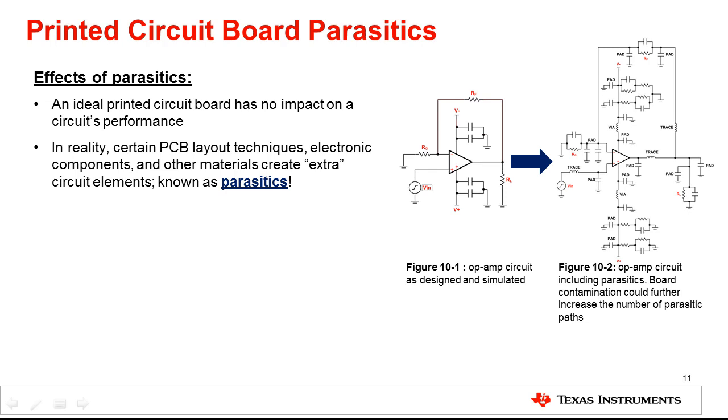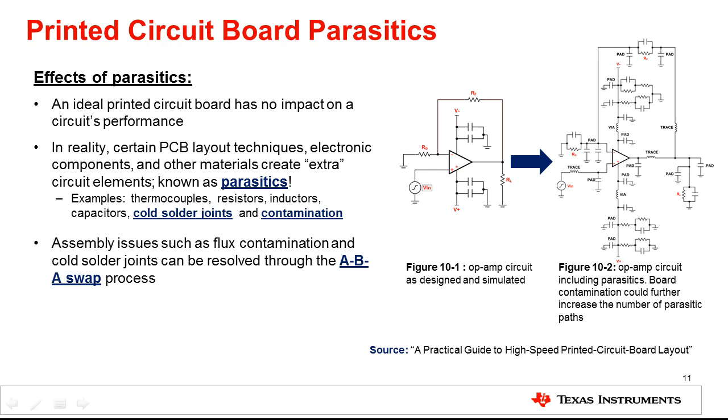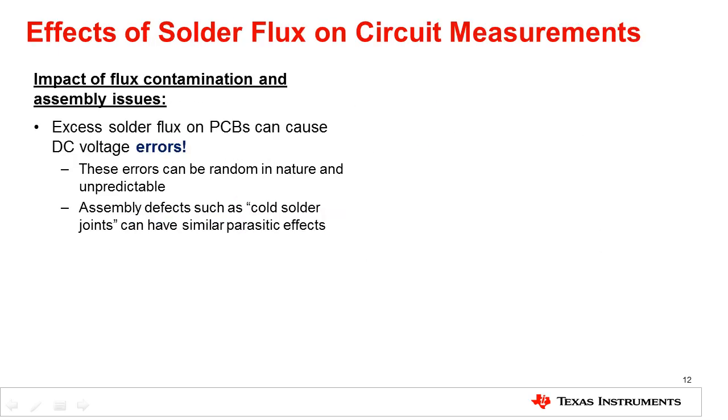As shown in the real-world schematic, the schematic routing has changed greatly with the addition of parasitic components. The values of the parasitics can vary greatly depending on the cause. Some common examples are thermocouples, resistors, inductors, and capacitors. Don't forget parasitics caused by PCB assembly and soldering issues. Cold solder joints and flux contamination can also add to the overall error of a system. And don't forget, assembly issues such as flux contamination and cold solder joints can be resolved through the ABA swap process.